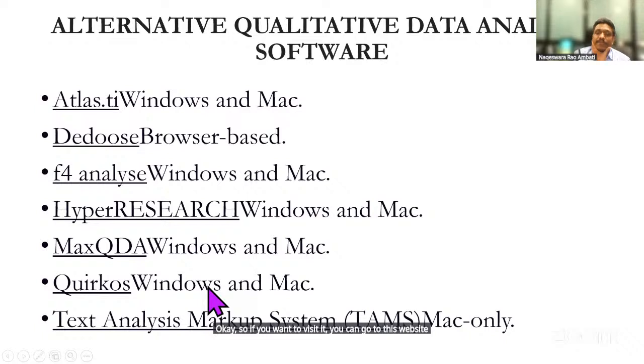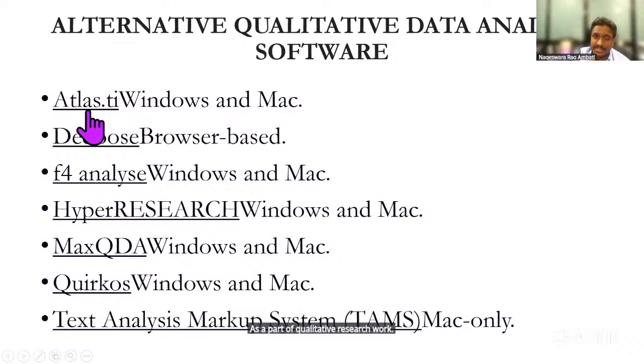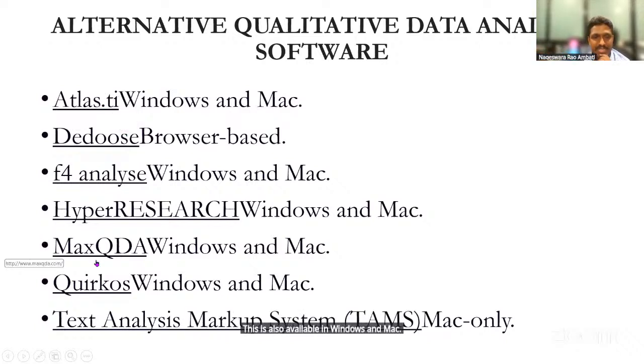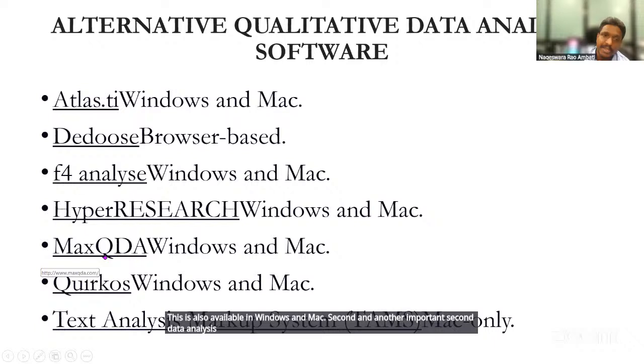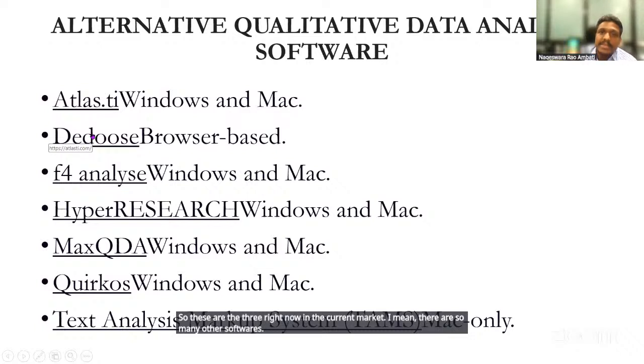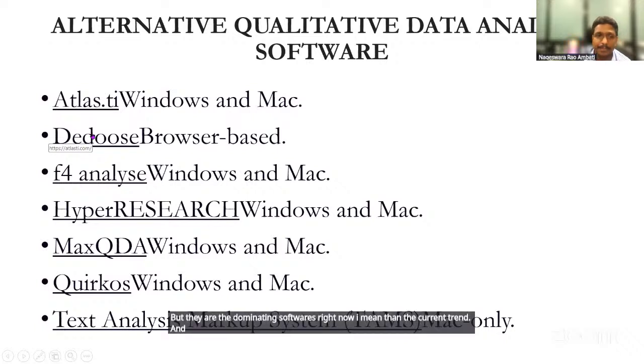Now, other than NVivo, what other products are available as a part of qualitative research work? ATLAS.ti, another very popular qualitative data analysis software, is also available in Windows and Mac. Second, another important data analysis software, MAXQDA, is also available in Windows and Mac. So these are the three in the current market. There are so many other software, but these are the dominating ones right now, in the current trend, and there are so many features available, whether it's MAXQDA, ATLAS.ti, or NVivo.